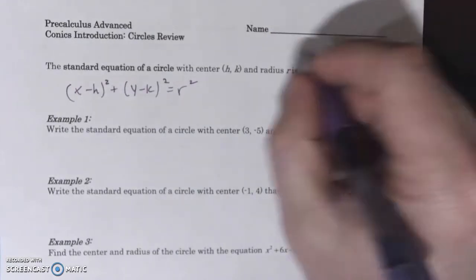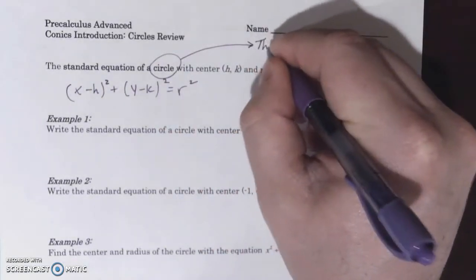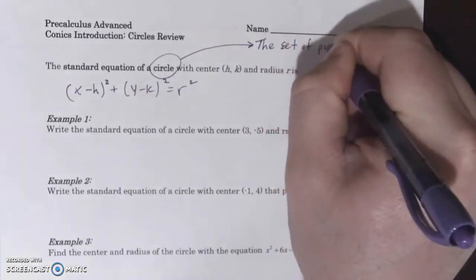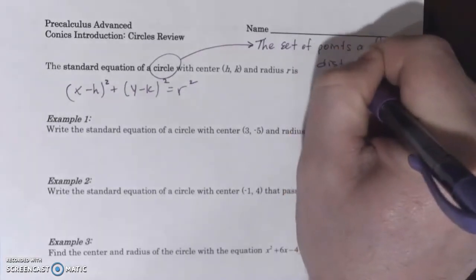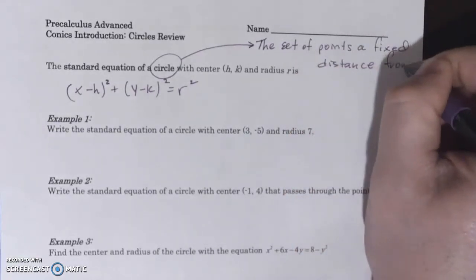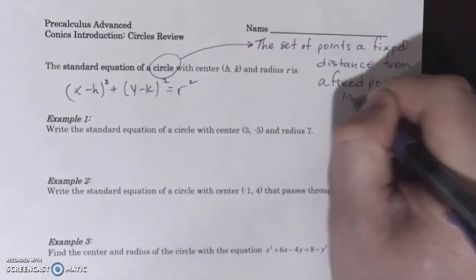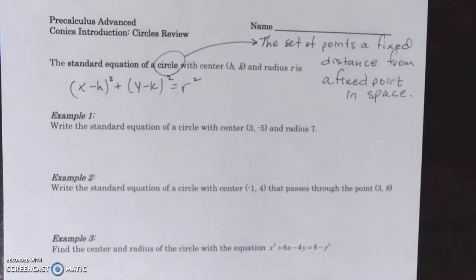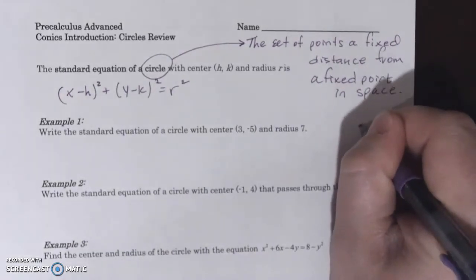Remember the definition of a circle, before we go any further: the set of points a fixed distance from a fixed point in space. When we talk about the definition of a circle, many math students look at it as a circle. Those students who really feel that deeper connection to math not only look at it as a circle, but as a set of points.